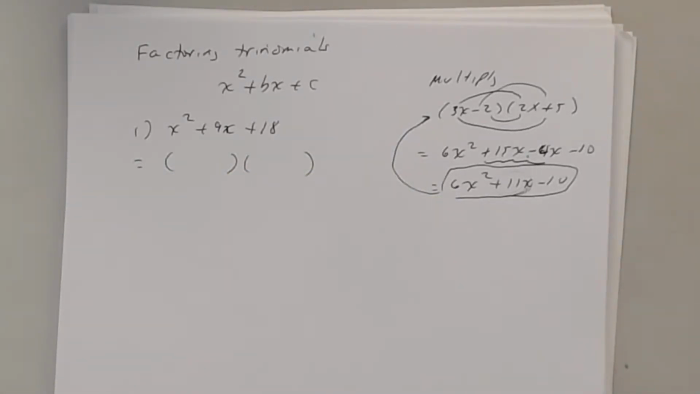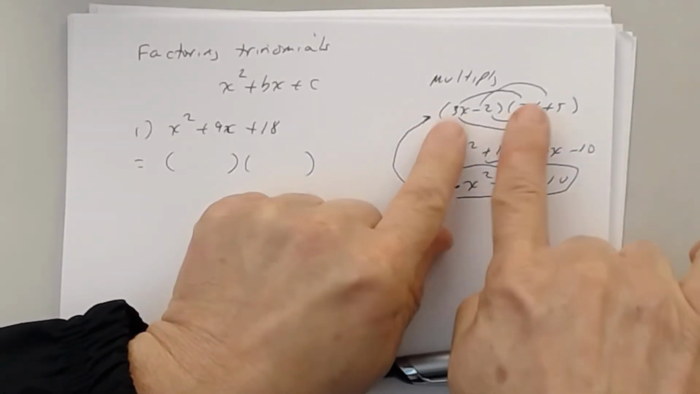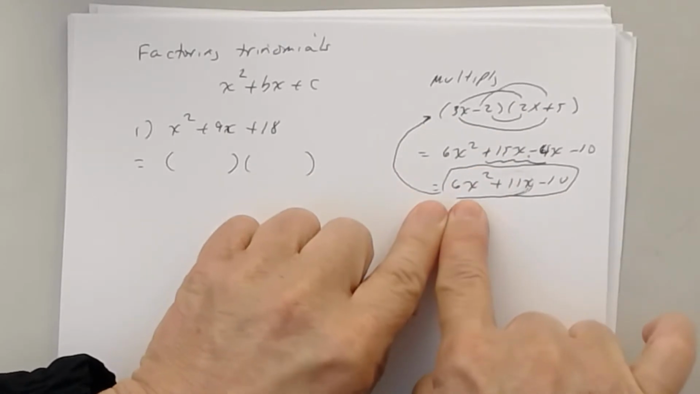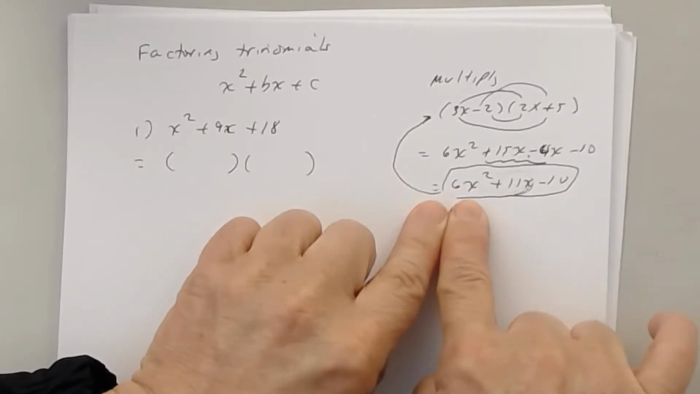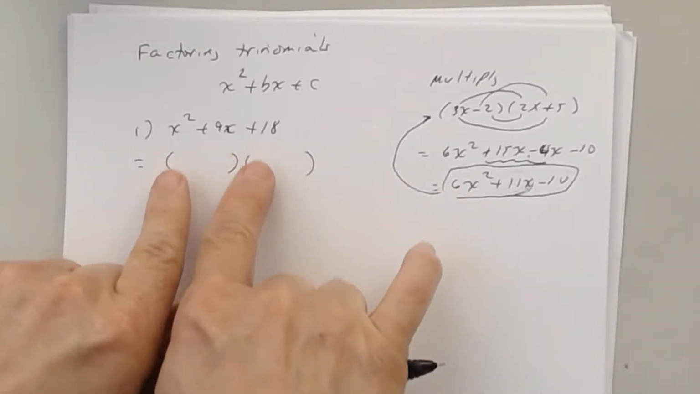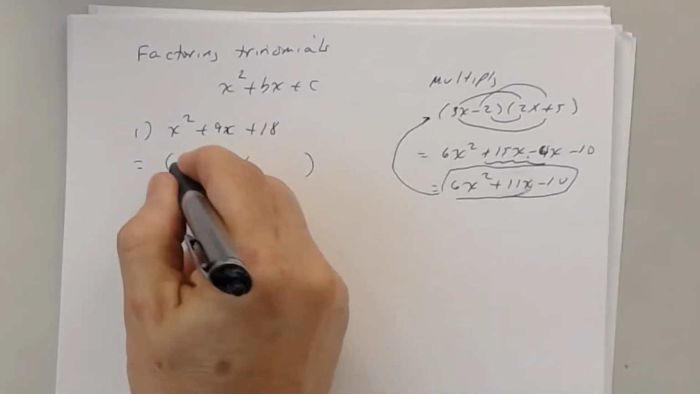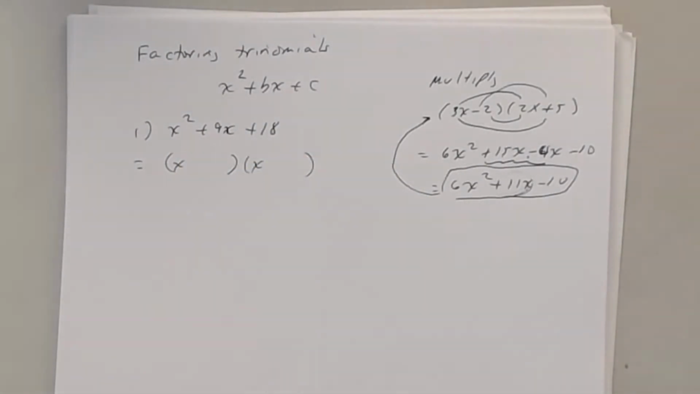Okay. All right. Now here's how you're going to think about this. You remember when I did the FOIL method, I said first times first will give me this first term. Right? Yes or no? Yes. All right. So 3x times 2x gave me what? 6x squared. So the same idea. What times what gives me x squared? X and x. So that's the easy kind. All right, x times x is x squared. So I know that in my binomial, that first term is going to be x, because x times x is what? X squared.